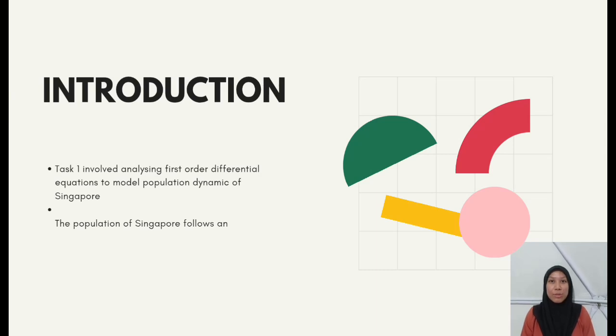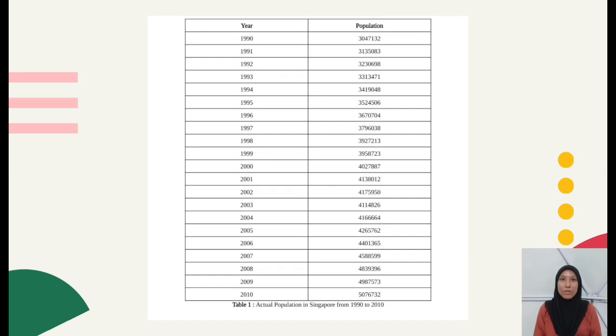Assalamualaikum. Today we will be presenting our mathematical assignment on modeling population growth using first order differential equation. For this particular assignment, we have chosen the population of Singapore because the growth pattern is increasing exponentially over the years. Hence, it's suitable to apply the first order differential equation. In this slide, this table shows the population of Singapore from the year 1990 until 2010.